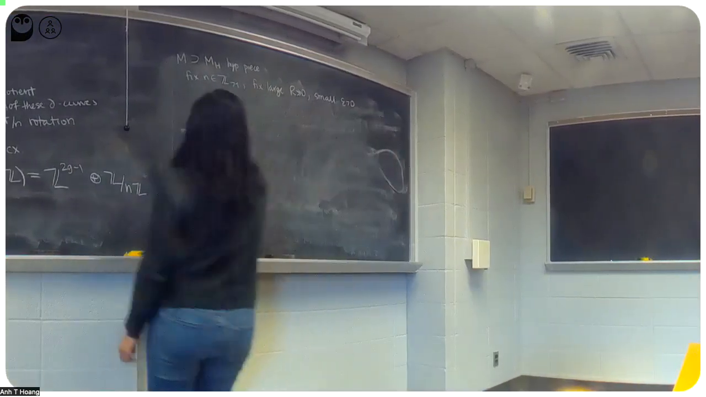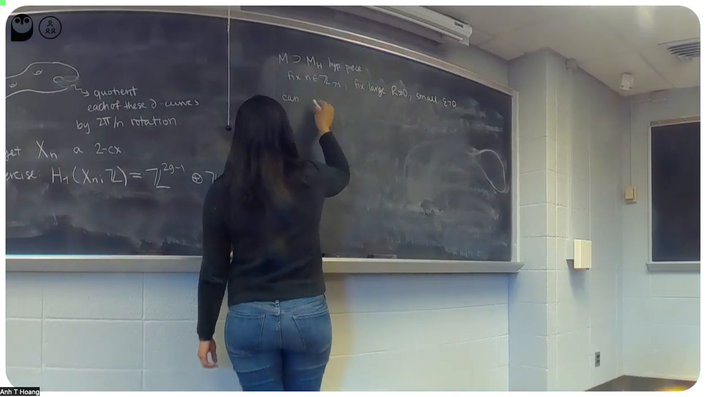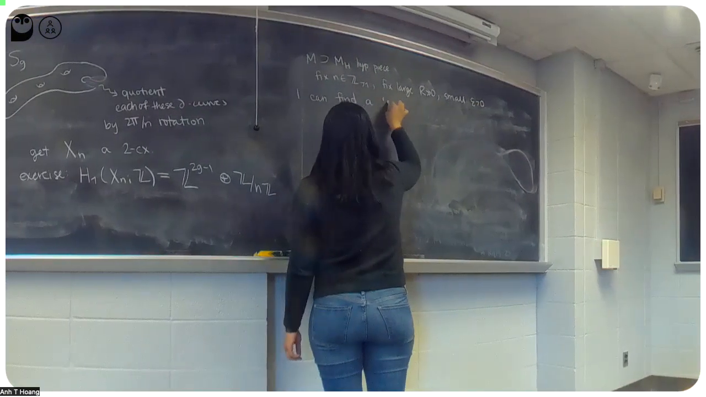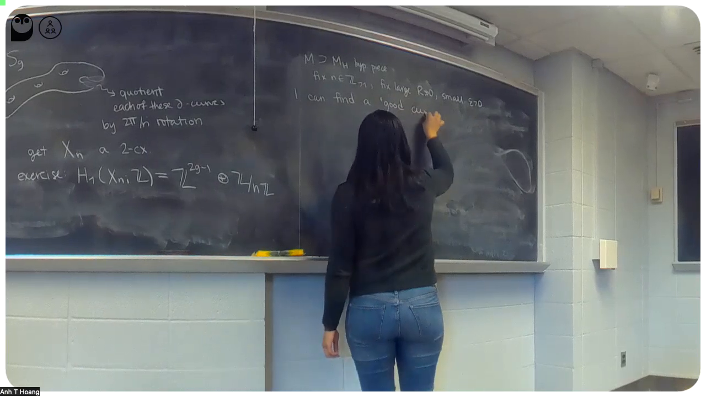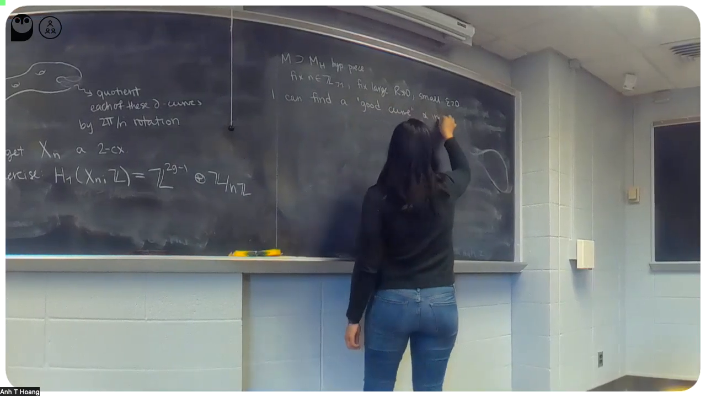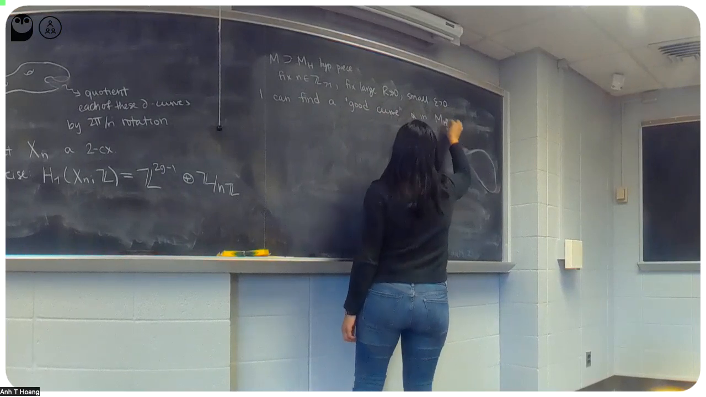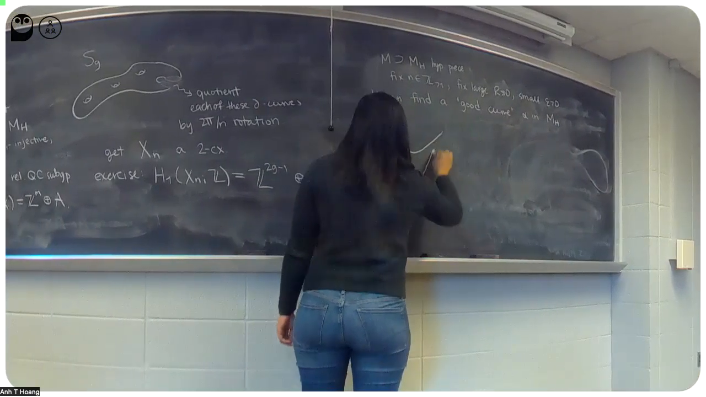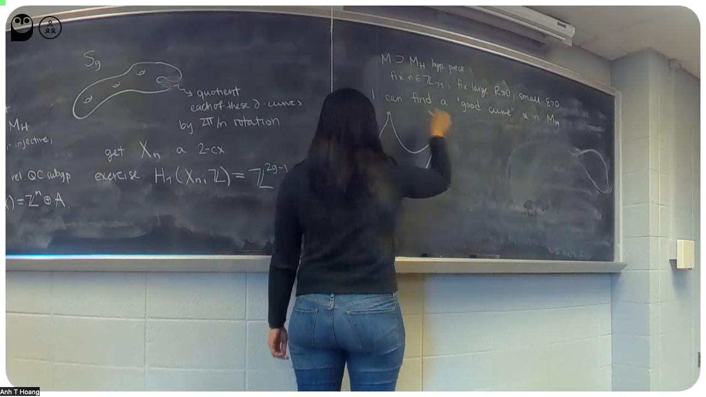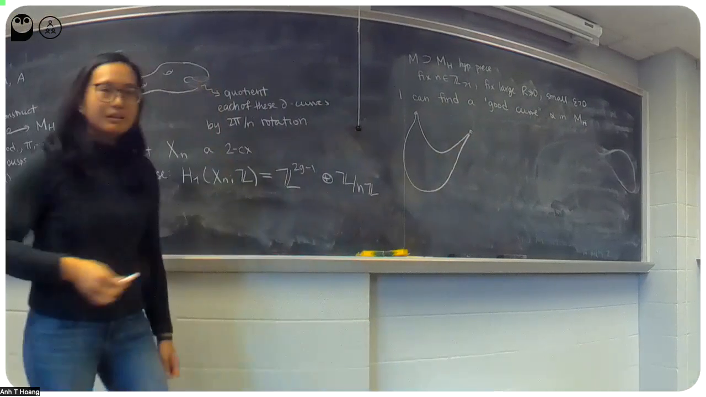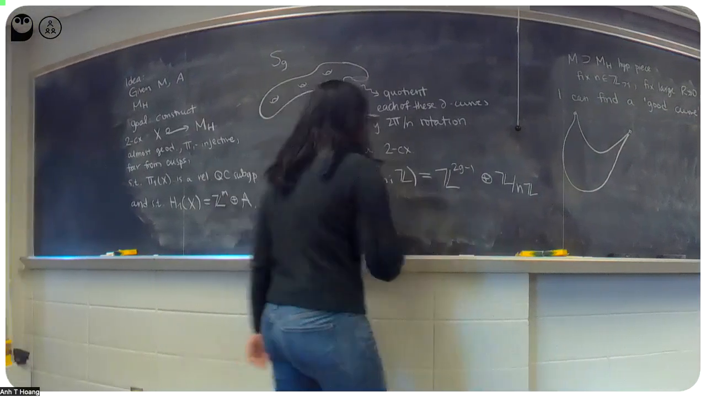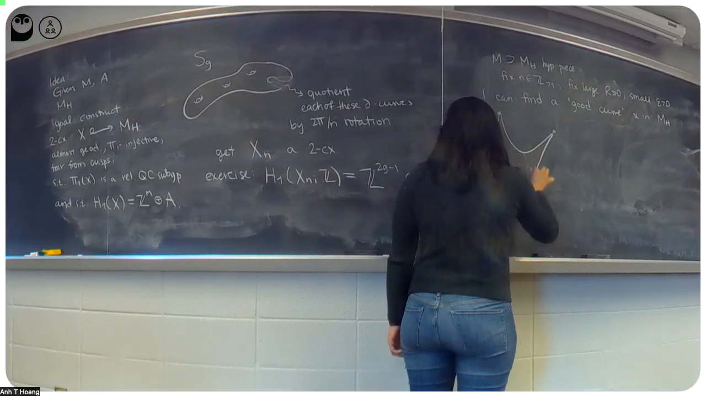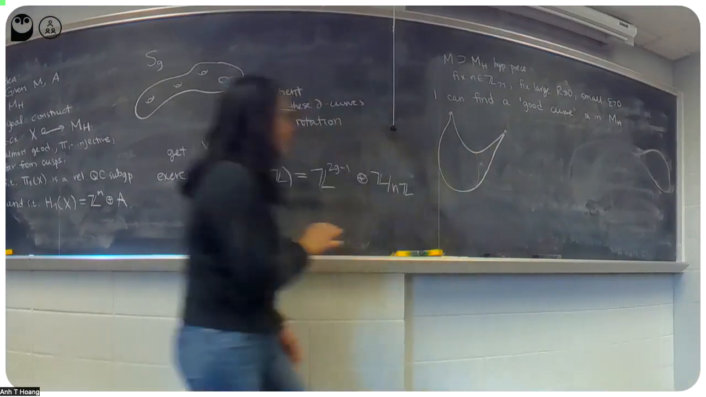Okay, so what I'm going to do first, let me tell you that I can find what's called a good curve alpha in MH. Let me draw a picture. Again, H can have multiple pieces. There's a picture with 2 of them. I want to find a curve alpha that is good. I'll tell you in a second what good means, but some sort of curve like that.